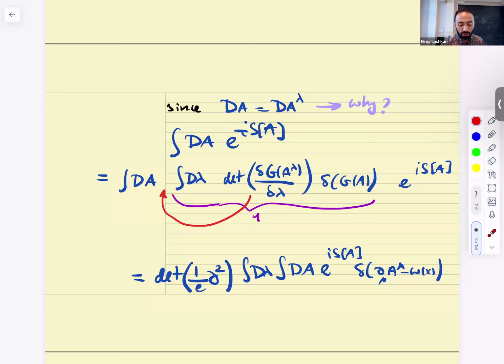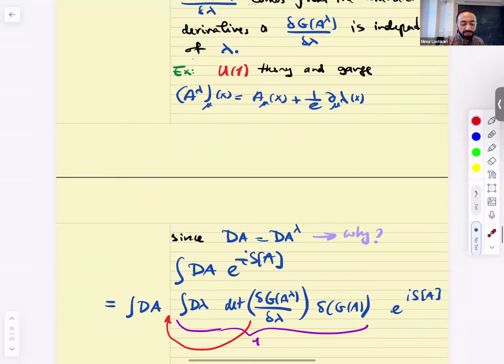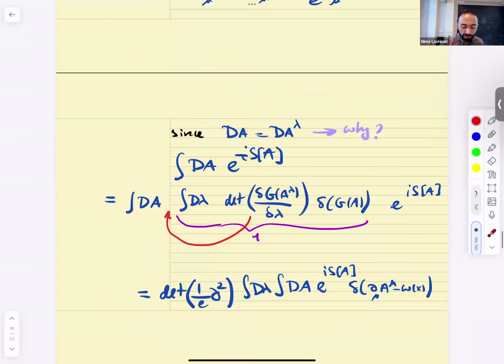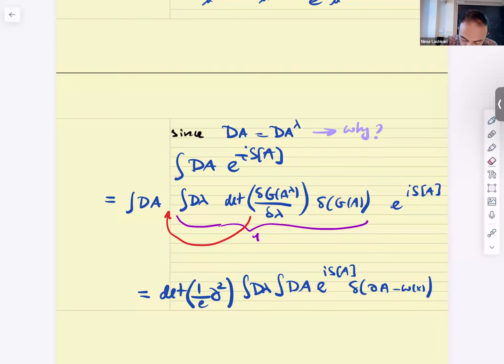I've achieved the following expression: d of A mu e to the power of iS[A]. This gauge fixes to omega a, and there's d lambda here. This is A lambda as well. Notice that here I played a trick. Sorry, let me be a little bit clearer. I'm just going to do this properly. I did this way too quickly. So this was delta of G of A lambda, right? So this is A lambda.